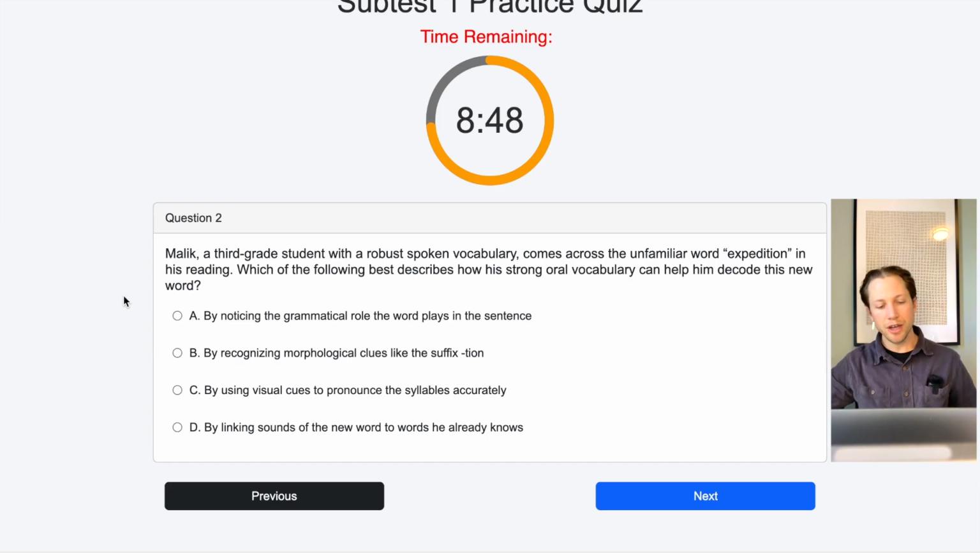Letter C, by using visual cues to produce the syllables accurately, and letter D, by linking sounds of the new word to words he already knows. Now, I like letter D, and that's because a lot of times when you'll be reading with a student, whether or not they're an English language learner, in this case, it doesn't say that Malik is.